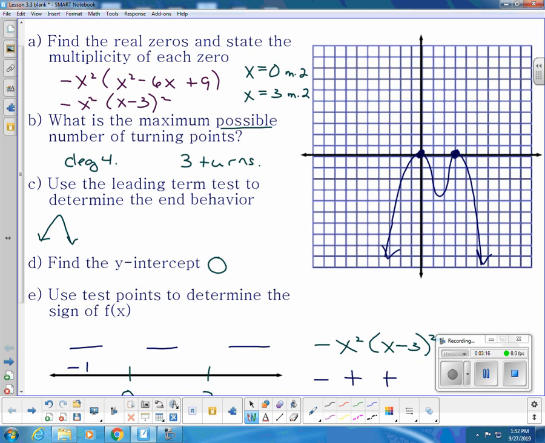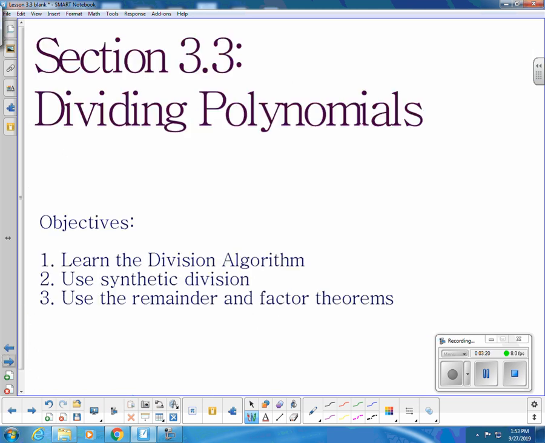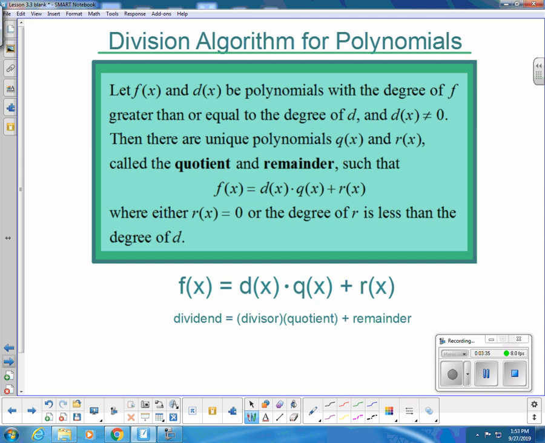Today, are you ready? Are you excited? We're going to do dividing polynomials. So excited. Dividing polynomials. Okay, so we're going to learn about the division algorithm first. The division algorithm, you knew as a little kid, you may not have known it was a division algorithm.